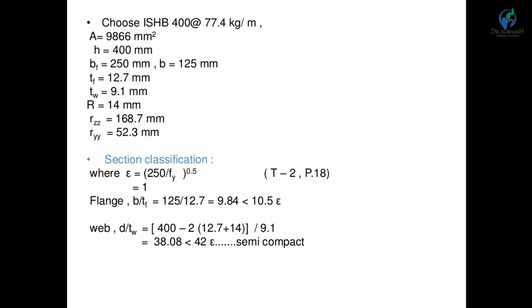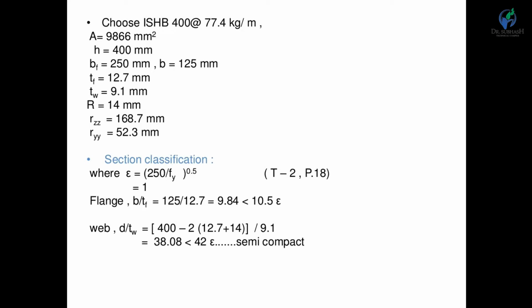So we choose ISHB 450, 77.4. ISHB means Indian Standard Heavy Beam. So area is 9866 mm square, H is 400 mm, BF 250, TF 12.7, TW 9.1, root radius 14, RZZ and RYY. This list of properties you can evaluate according to the steel table.